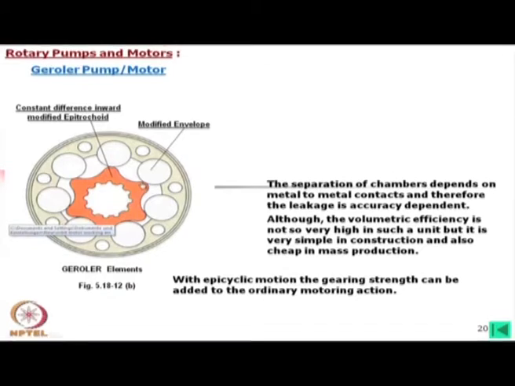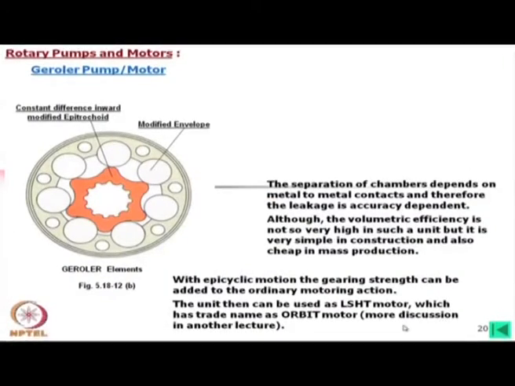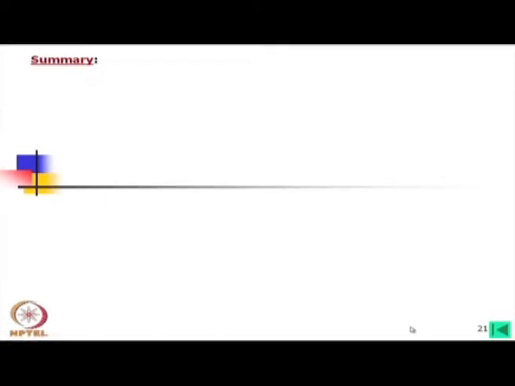However, these are the elements which are called gerotor elements, and the other one with the integral design is called the gerotor. Both elements are used with fixed axis or planetary motions. If used with planetary motion, then it is used only as a motor. If used with a fixed axis, then it can be used as both pump as well as motor. Again it is LSHT, meaning low speed high torque motor.